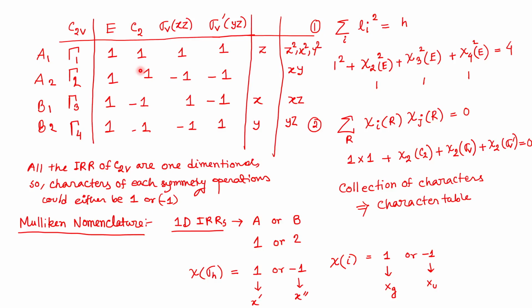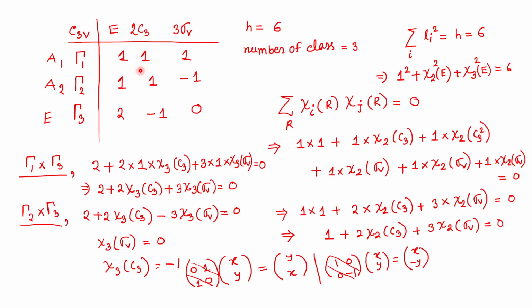Similarly, if your irreducible representation is symmetric with respect to the point of inversion, then you can write gerade, g. And if it is antisymmetric with respect to i, then you can write ungerade, u. So these are the other identifiers that will come. Like for C3v, you can see A1, A2 and E.